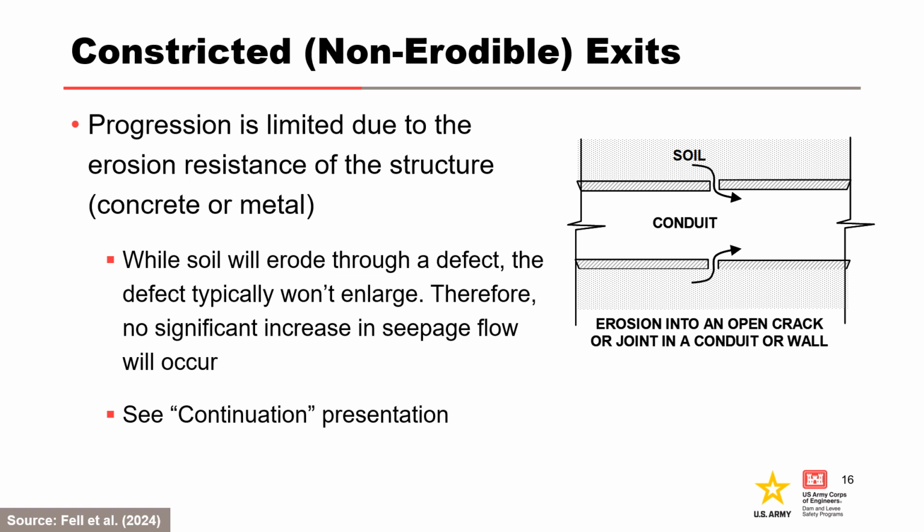For constricted exits, progression is limited due to the erosion resistance of the structure, concrete or metal. The likelihood of continuation can be determined using the constricted exit worksheet in the RMC Filter Evaluation Continuation Toolbox, and the criteria for that evaluation is provided in the continuation presentation.